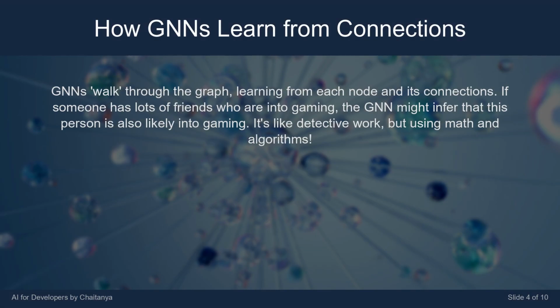GNNs walk through the graph, learning from each node and its connections. If someone has lots of friends who are into gaming, the GNN might infer that this person is also likely into gaming. It's like detective work, but using math and algorithms.